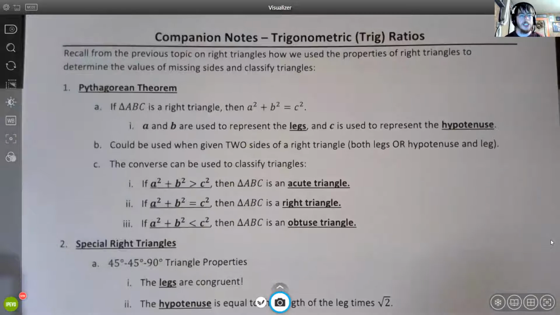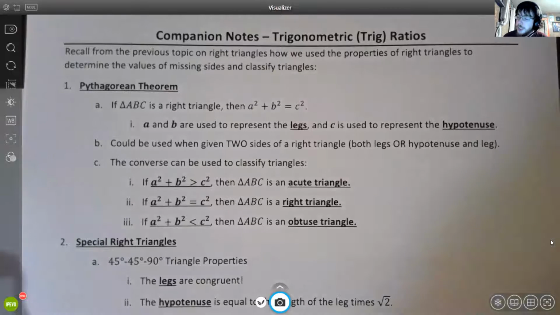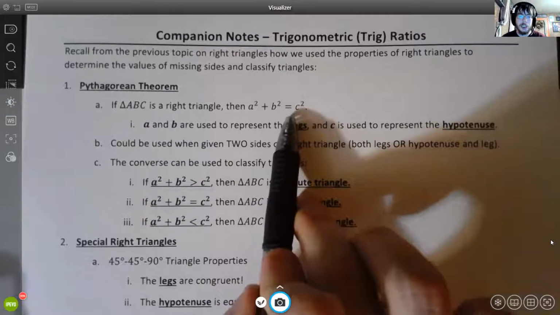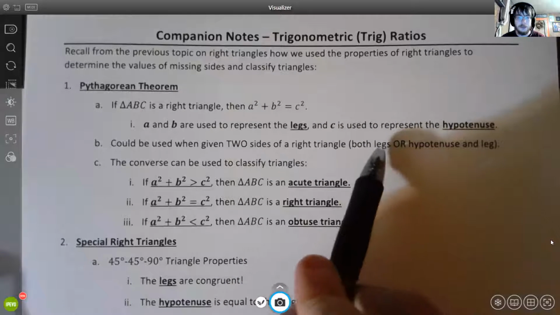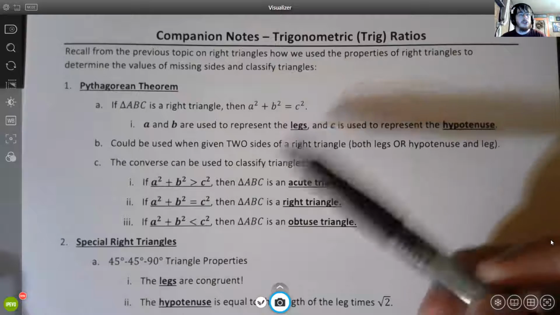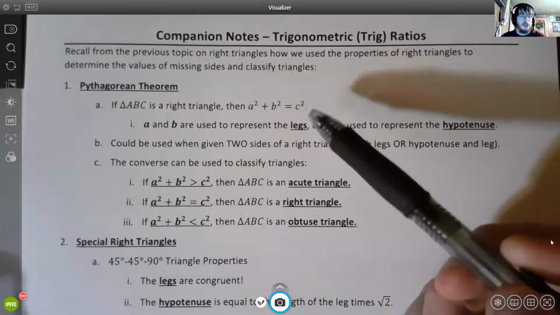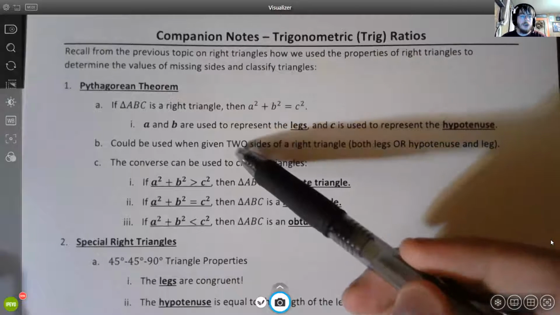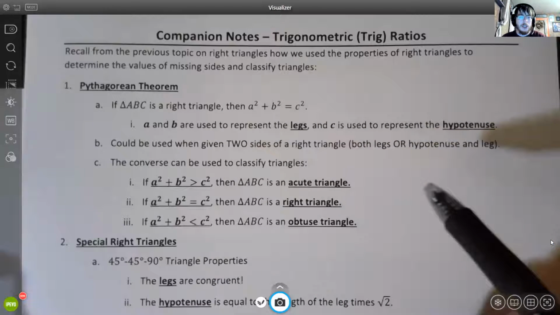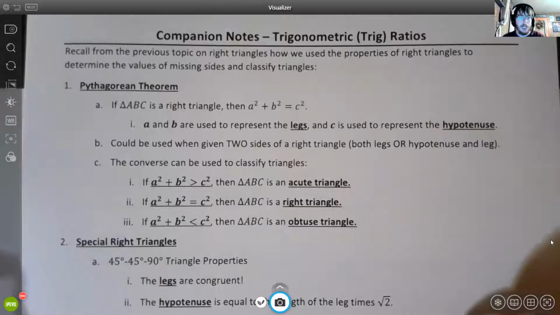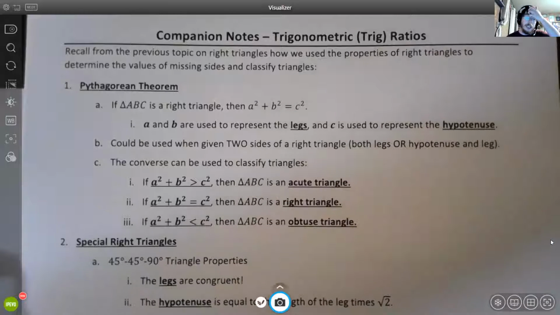So first off, we found out that we could determine whether something was a right triangle or not by using the Pythagorean theorem. And the Pythagorean theorem, of course, is a squared plus b squared equals c squared, where a and b are your legs and c is the hypotenuse. Now, when could you use the Pythagorean theorem? It could always be used when you were given two sides of a right triangle. So either you had both the legs already or you had the hypotenuse and a leg. Okay, so two sides of a right triangle.